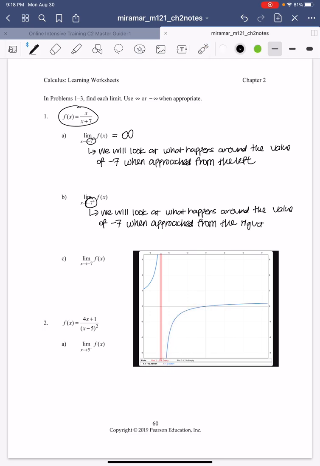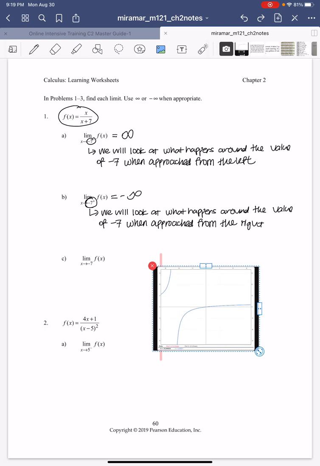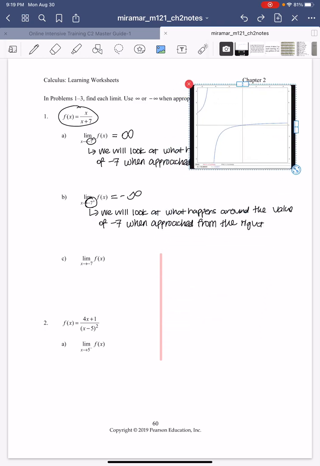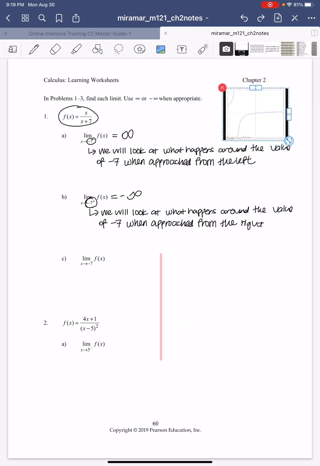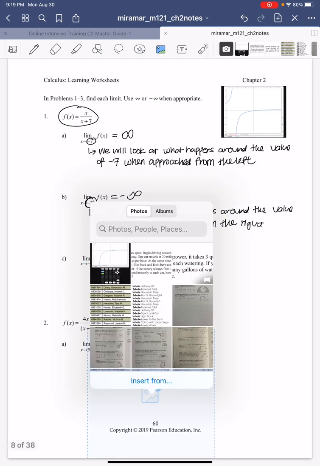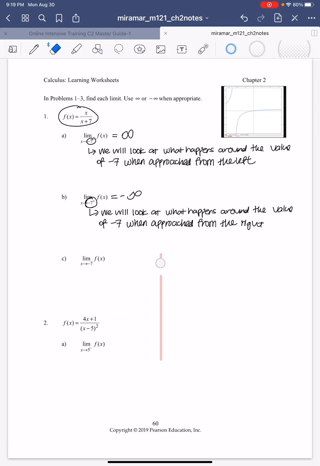So the limit as x goes to -7 from the positive side will be -infinity. So that's how you determine the function graphically. So I'll put this one on the side just as a reference. Then let's erase it, and then okay, so graphically I verified.